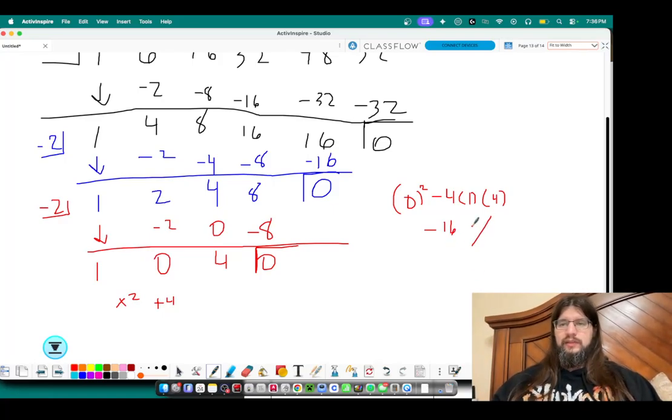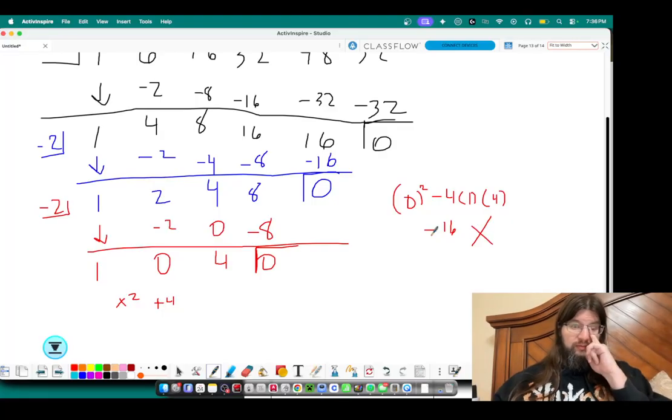That's not factorable. Okay? So this quadratic right here is not factorable. We know that because our discriminant is not a perfect square. 16 is, but it's a negative 16. So that's going to have a nice little i on it, right? Not factorable. So this will be our first factor, or one of our factors.